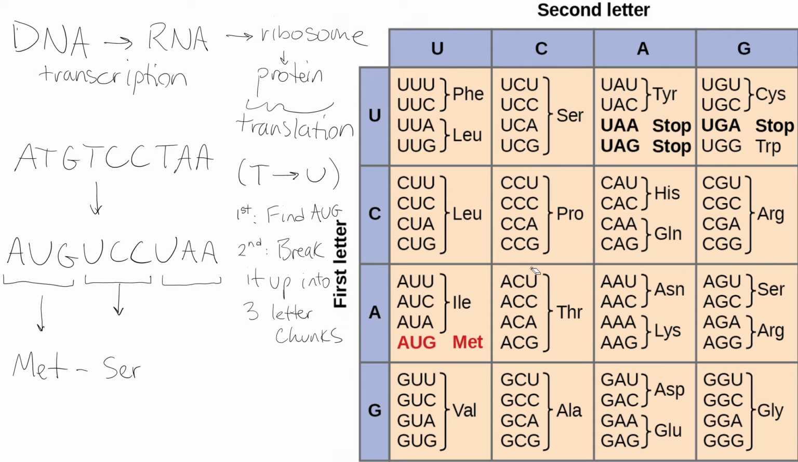Finally, we're going to look at UAA. UA. So we're going to look where it intersects. UAA translates to a stop codon. And when we reach the stop codon, that's when the ribosome ejects the protein and it gets sent to do its job, right? So we have methionine, serine, stop.